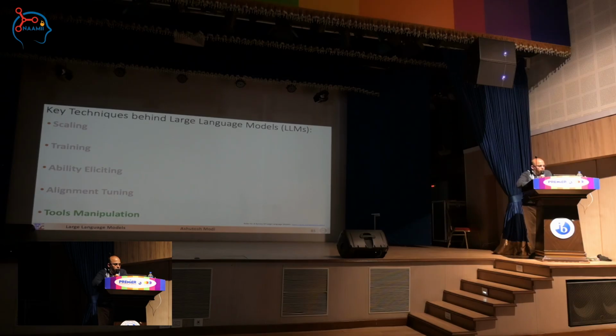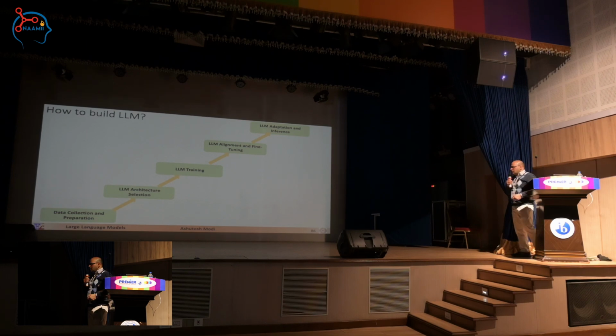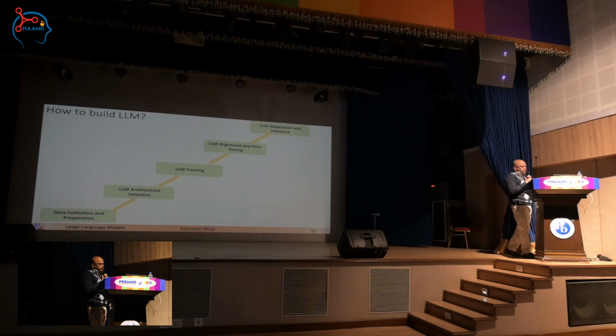So now I'm going to go very briefly into how to build an LLM. Right? Obviously this is a huge effort, and I cannot describe it in just a few minutes, but I'll just outline the main steps which go into this. So starting from collecting the data and preparing the data, to selecting the architecture, then training the model, then aligning the model, and then finally doing some inference or adaptation of the model.